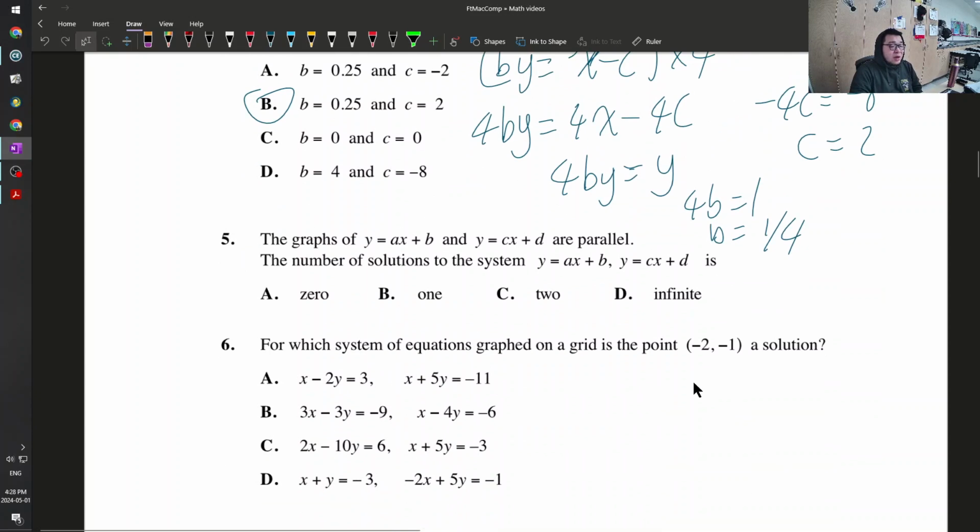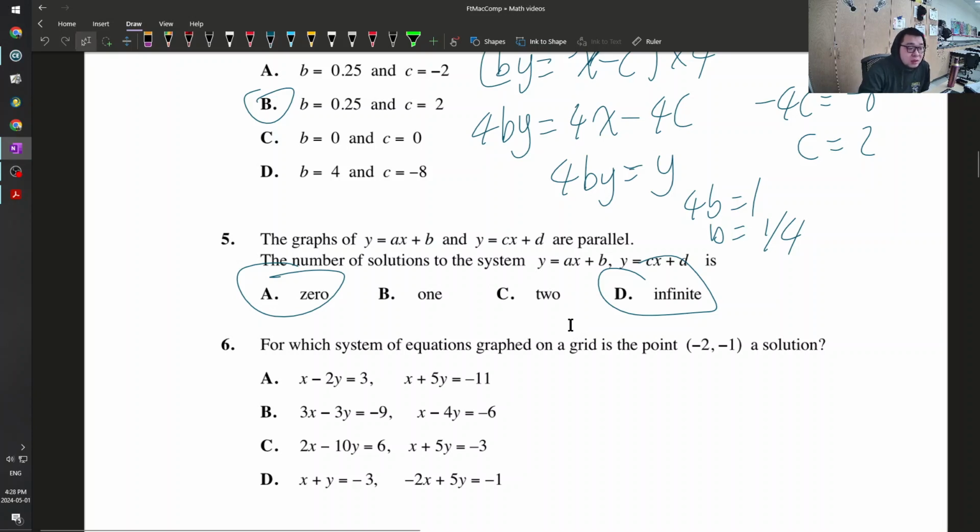5. The graph of this and this are parallel. The number of solutions to the system is... So if two things are parallel, then they either have 0 solutions or infinite solutions. Okay, so now which one is correct? Does this question give you enough information to answer it?